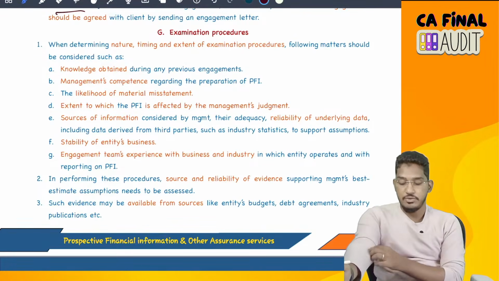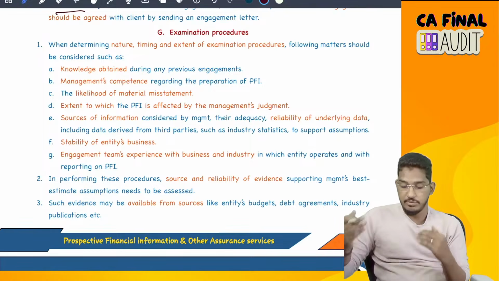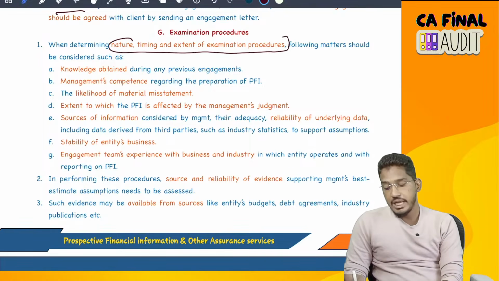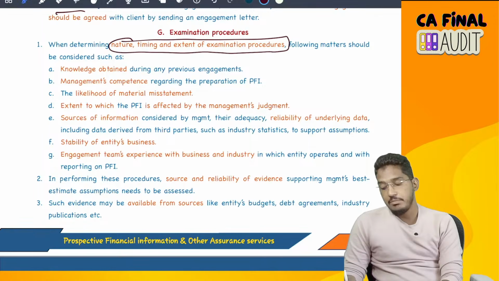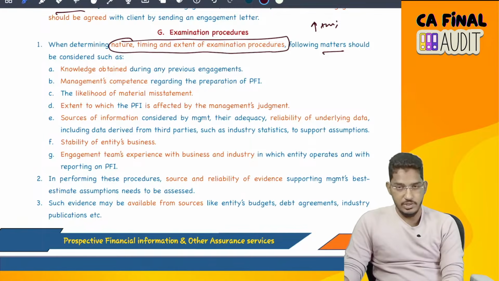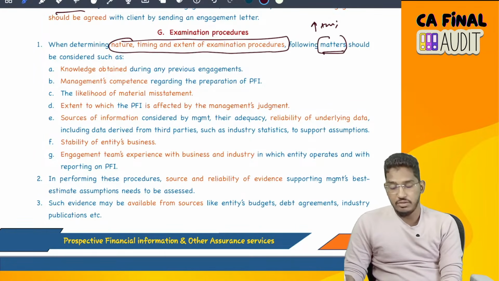Next, examination procedure. So what procedures you will try to perform, the list of procedures they have given here. You have to determine your nature, timing and extent of audit procedures by considering the below matters. That means what procedures you will perform, how much time you will spend, will you do inquiry, inspection, what you will do. So nature, timing and extent of examination procedures will depend on the following matters.